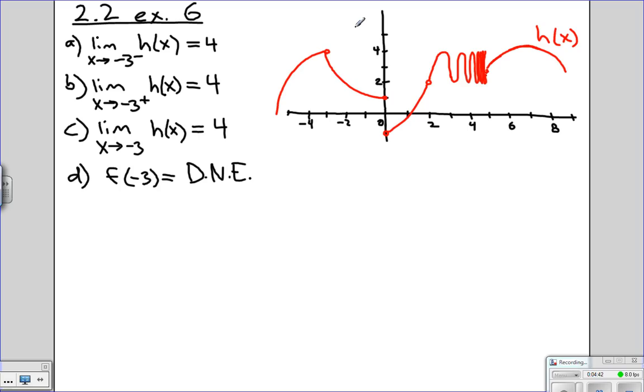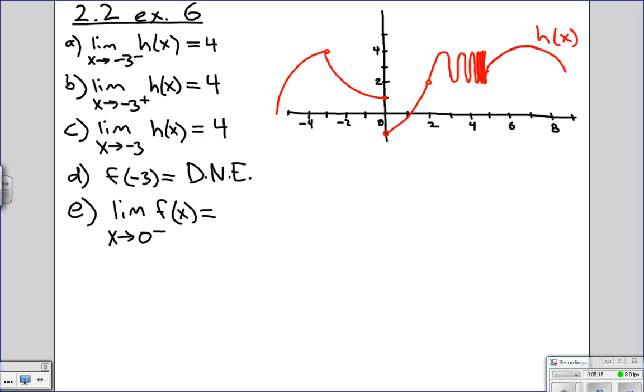Now let's move on to a different part of the graph. We're going to look at stuff centered around x equals 0. Part E says, what's the limit as x approaches 0 from the left direction? Oops. Somehow I switched to f's instead of h's. I'll just pretend that this f is an h and that this f is also an h. Sorry about that.